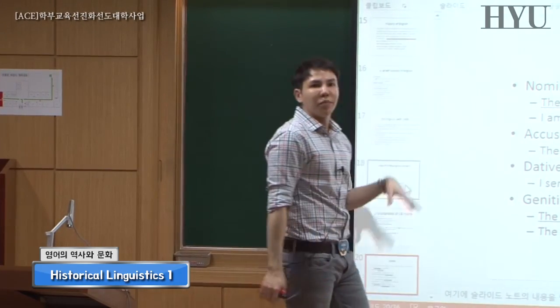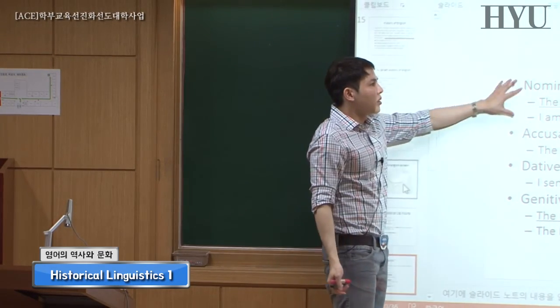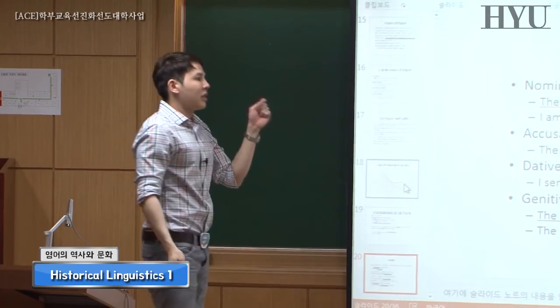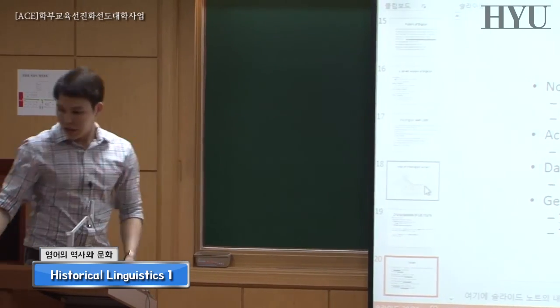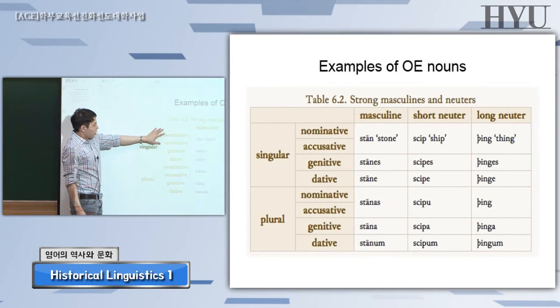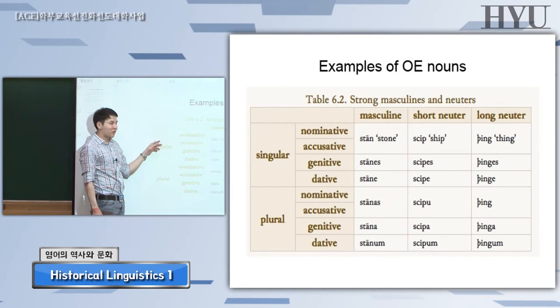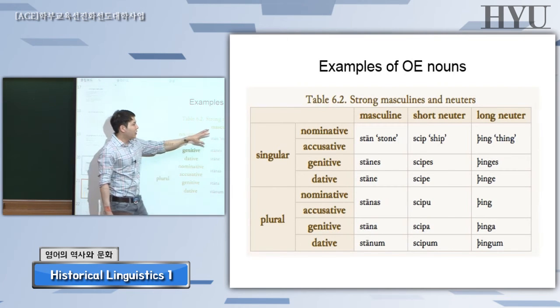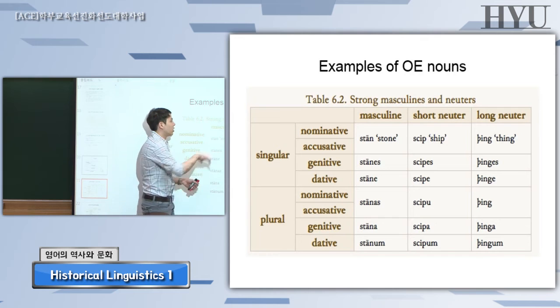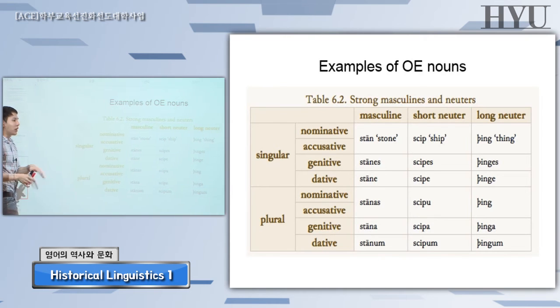In Old English, also the same. You have case endings that tell you who does what to whom, okay? So in Old English, the case marking is very important, okay? Just like this, you have singular and plural, right? Singular and plural, and then you have different cases for each: nominative, accusative, genitive, dative, nominative, accusative, genitive, dative for each, right? And then you have different genders also, masculine, neuter. You don't have to care about short or long, okay? Because we are just doing an introduction here.